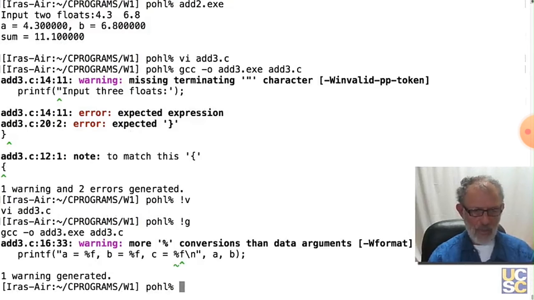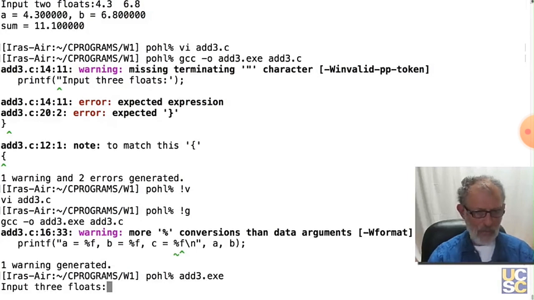Okay, 1 warning and 2 errors generated. It said a warning. There were more conversions than arguments. That's not a syntax error in itself. It's something where the compiler's intelligent enough to show that something did not make sense. But the warning didn't allow me, I believe, to still go ahead and build an executable. And this says input 3 floats.